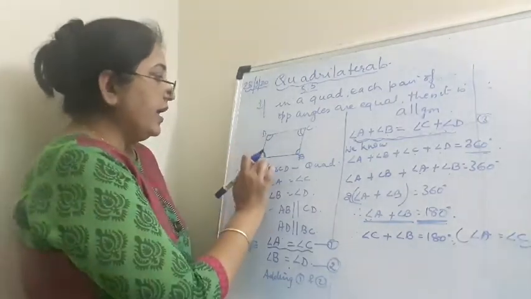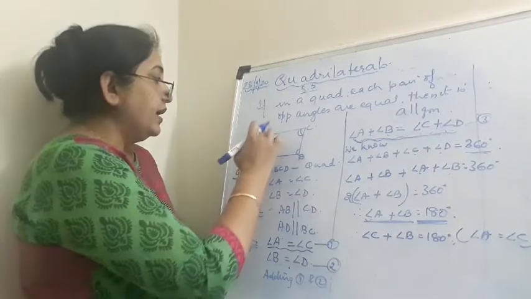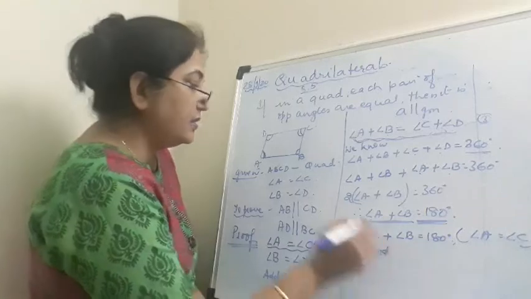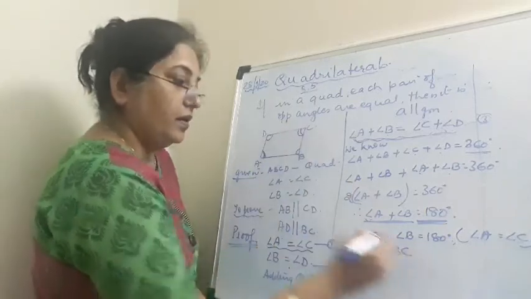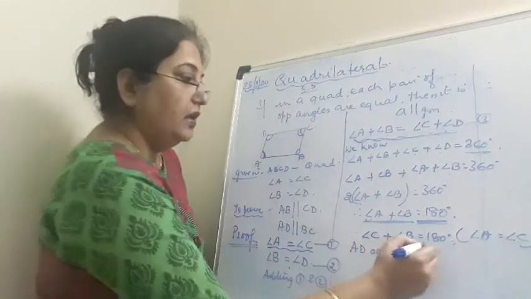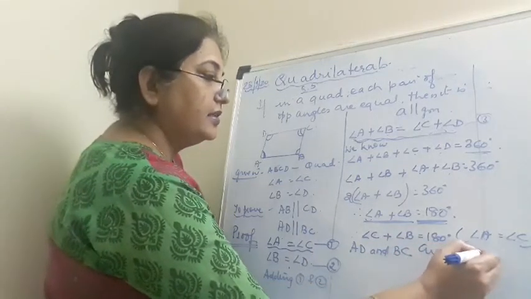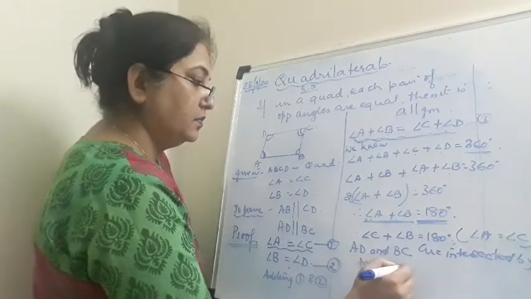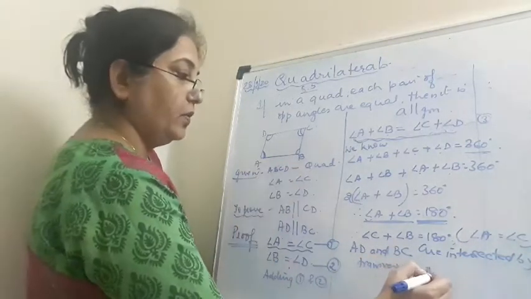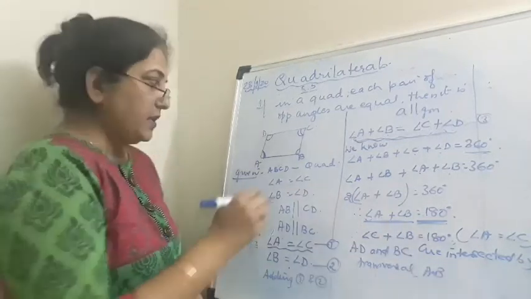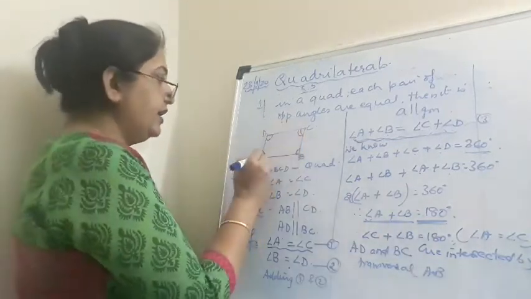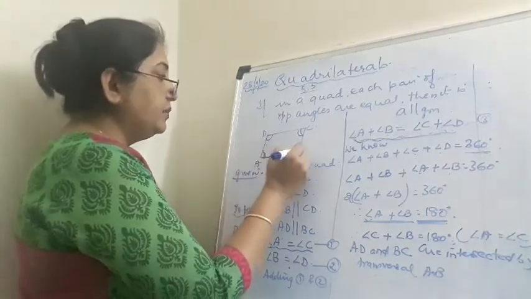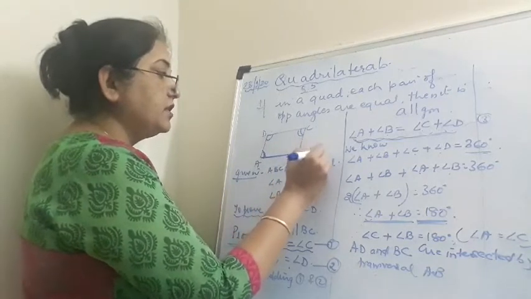When I say A and B, you know that AD and BC are intersected by transversal AB. Did you follow what I'm saying? AD and BC are intersected by this transversal. Now we have already proved that A and B, their sum is how much? 180.